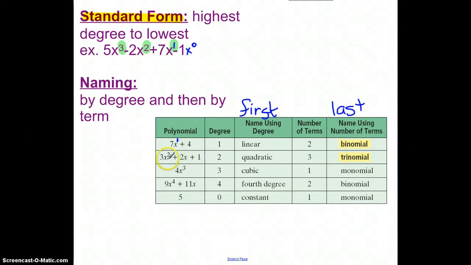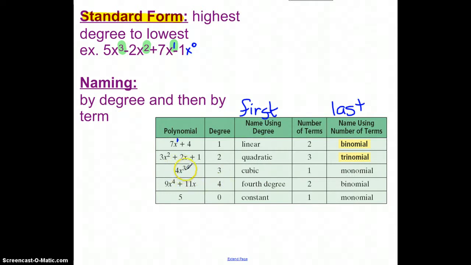In this one right here, the highest exponent that I have is 2. So its first name is going to be quadratic. Anything that had an exponent of 2 as the highest exponent would have the same first name of quadratic. This happens to have 3 terms. So it's going to be a trinomial. Remember, we talked a little bit about prefixes today in class, where mono talks about 1, bi talks about 2, tri talks about 3. And then poly is going to be really anything that's more than 3. So kind of keep that in mind.